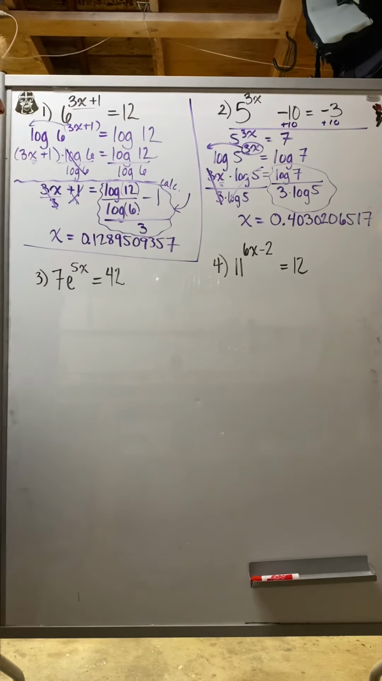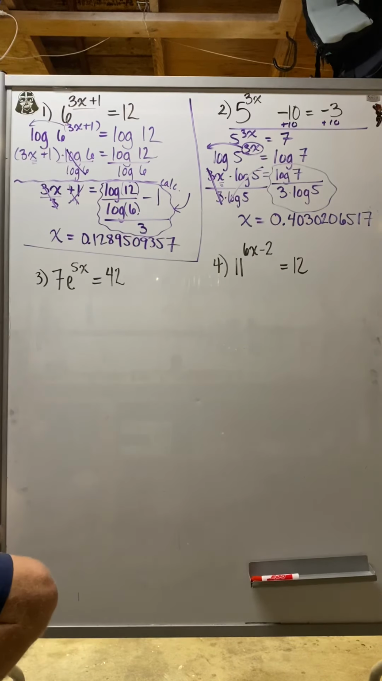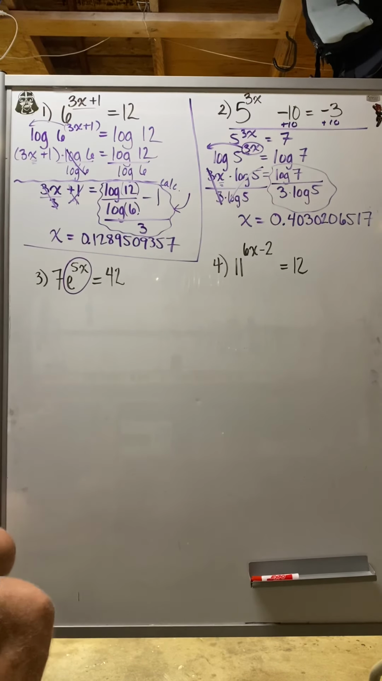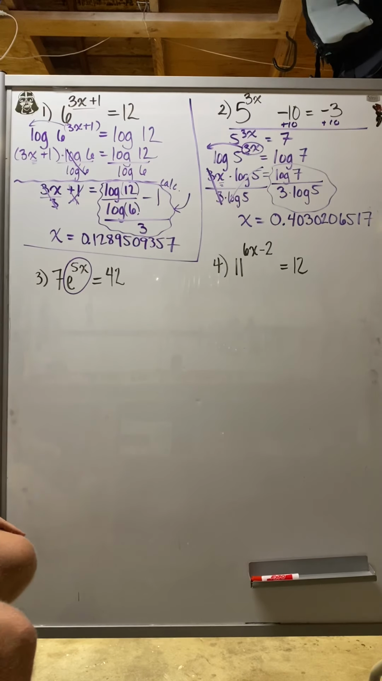Number 3 is going to be a little bit more difficult. A lot of you are going to forget about this. This looks like it's ready for us to do our second step where we hit everything with a log. But look very carefully. The only thing that actually has a base and a power is the e to the 5x. e is just a number. It's going to come into play a little later for us.